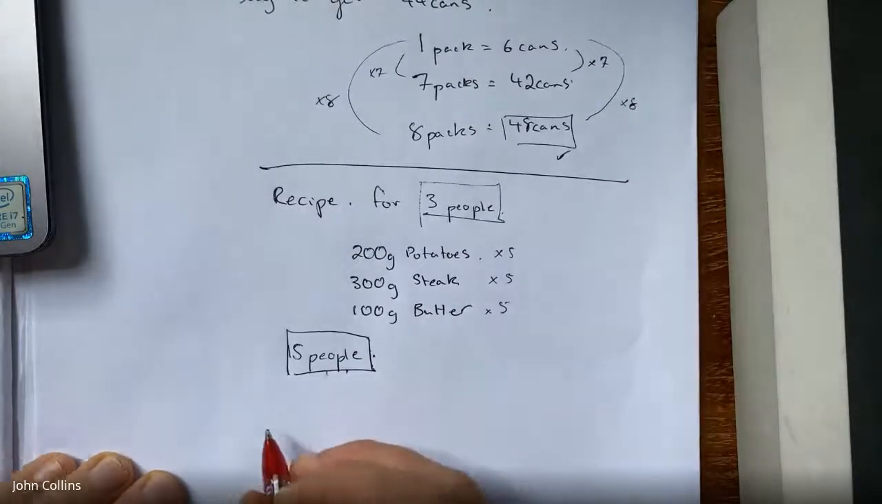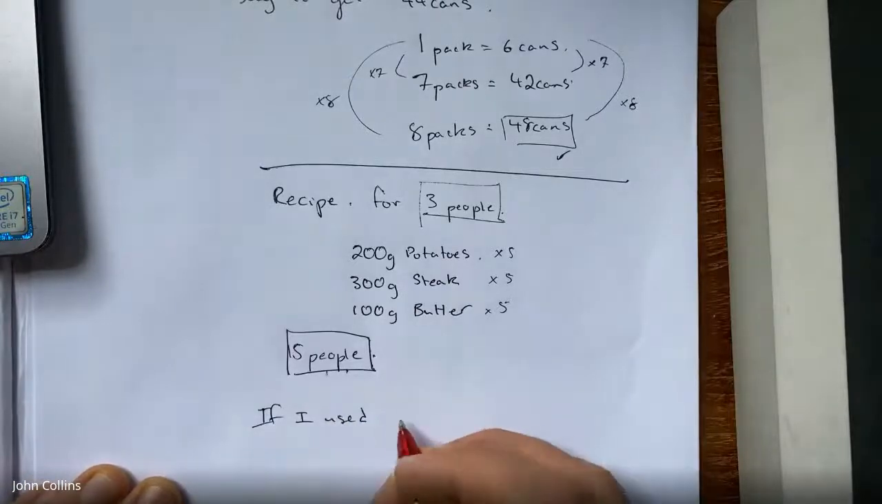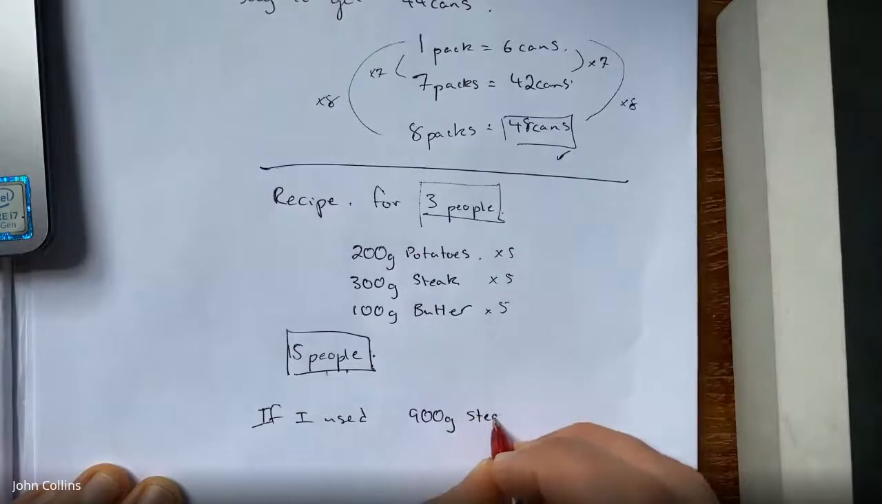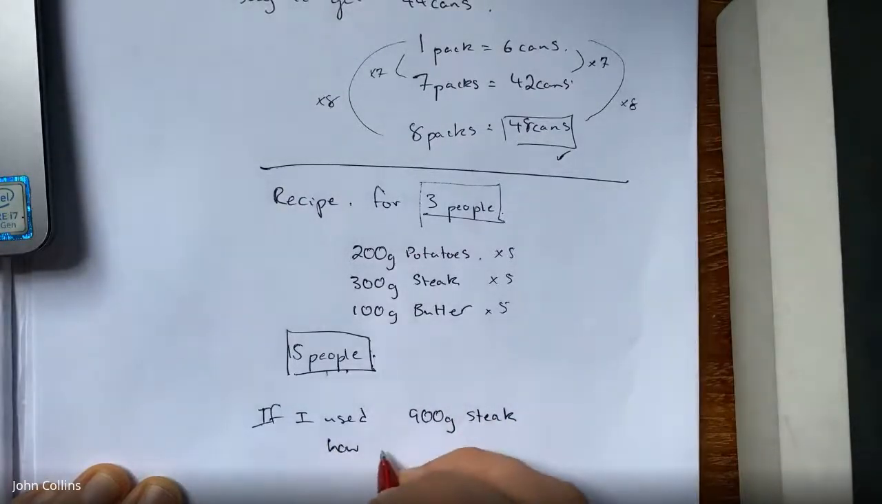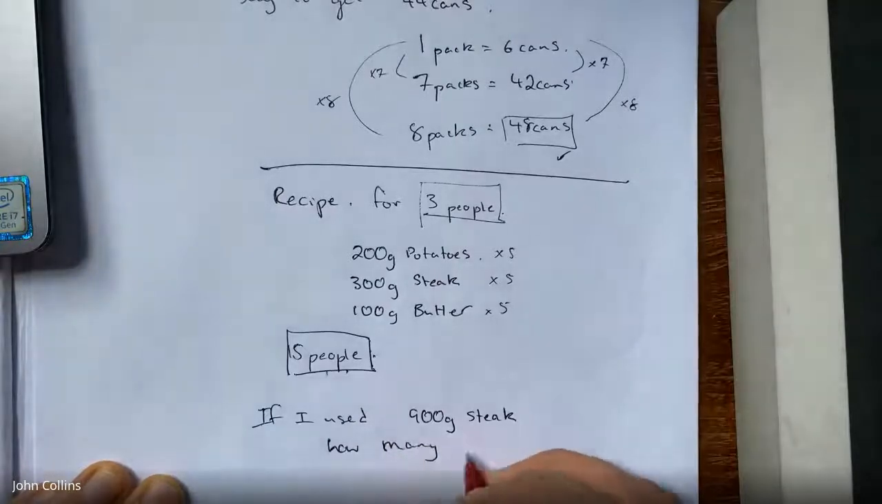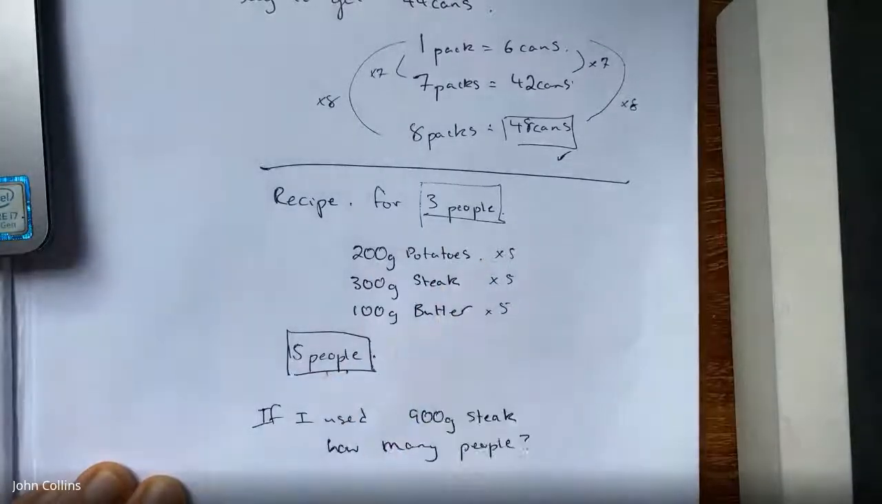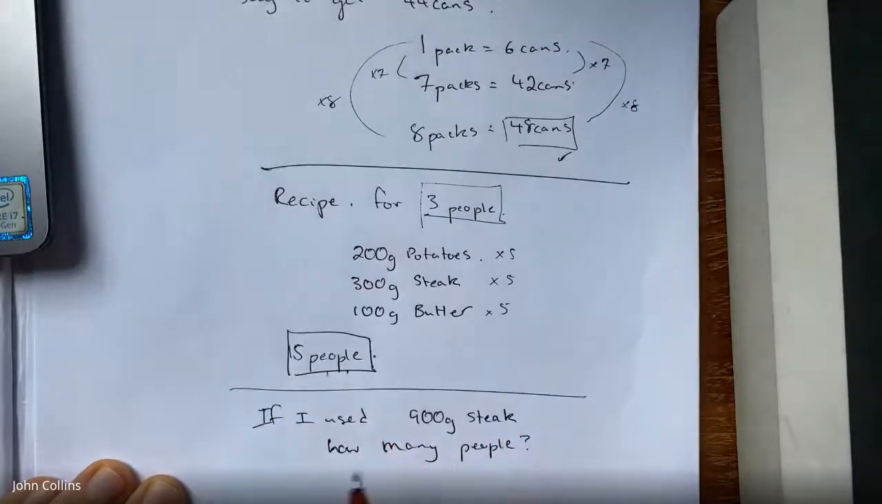What about this? If I used 900 grams of steak, how many people were at the party? 3. Okay, I don't need the answer to this yet. We can all work that out. A new question. If I use 900 grams of steak, how many people would have been at the party? 900. Oh, 9.